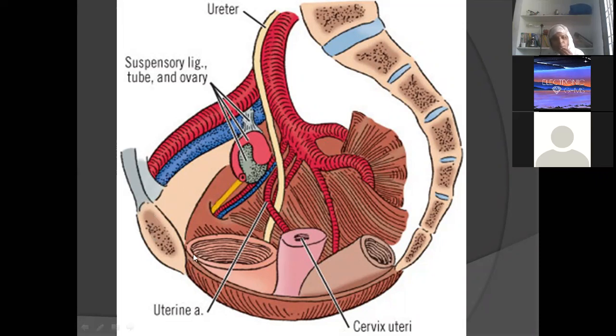Behind the pubic symphysis, what is the name of the bag we have in both sexes, male and female? Urinary bladder. In the case of females, what is the organ in between? Uterus. Behind that, what do we have? Rectum and anal canal. So you got the orientation now, isn't it?